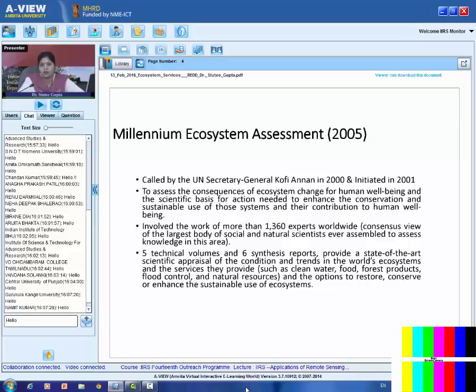It involved the work of more than 1,360 experts worldwide, who were at a common consensus, and the output was 5 technical volumes and 6 synthesis reports. They provided a state-of-the-art scientific appraisal of the condition and trends in the world's ecosystems and the services they provide, such as clean water, food, forest products, flood control, etc., and the options to restore, conserve and enhance the sustainable use of ecosystems. So that's where they laid the foundation of further studies in this field.